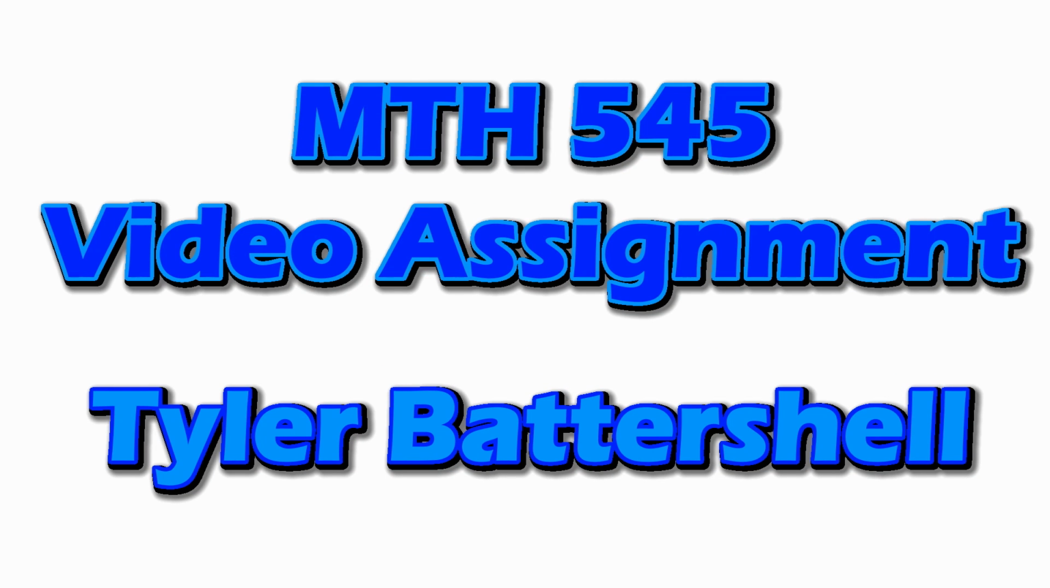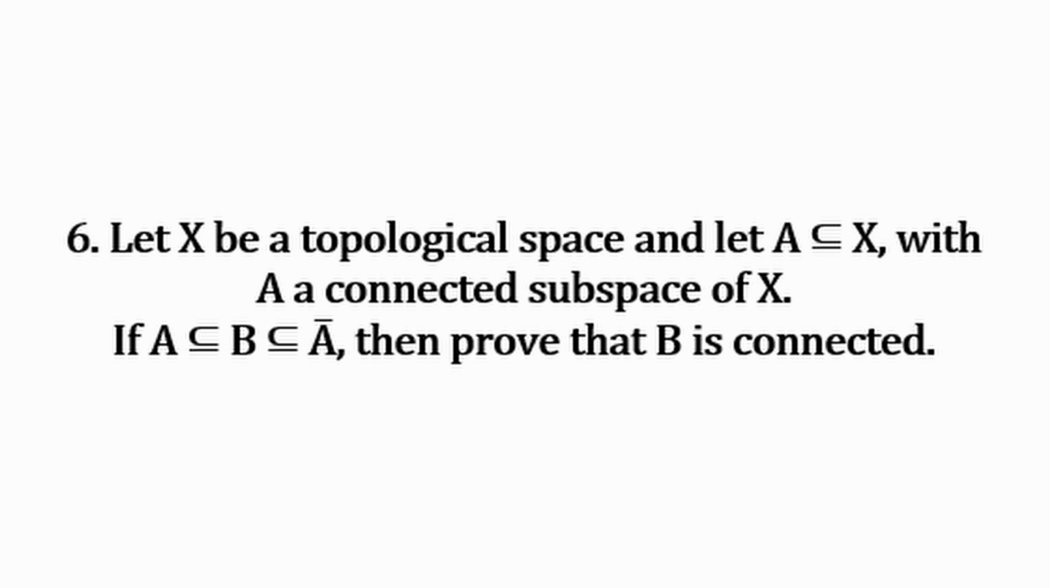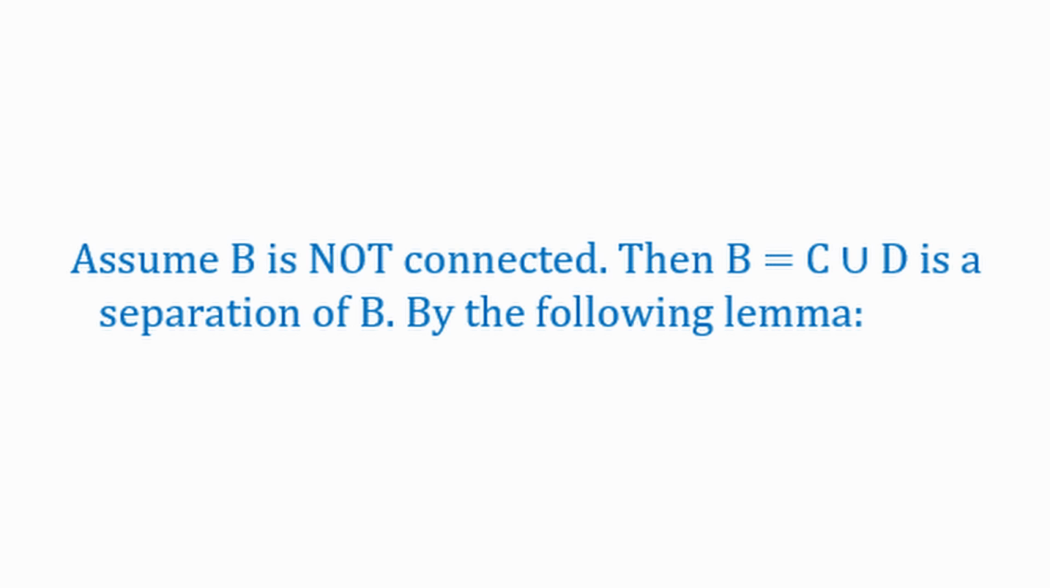My name is Tyler Battershell, and I was assigned problem number 6 for the video assignment, which is: let X be a topological space and let A be a subset of X, with A a connected subspace of X. If A is a subset of B, which is a subset of A closure, then prove that B is connected. So we're going to assume that B is not connected. That means that B equals C union D is a separation of B.